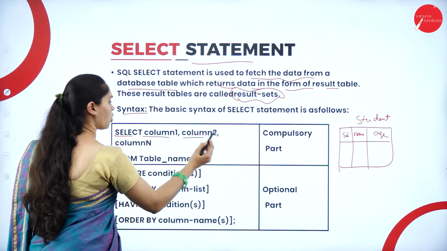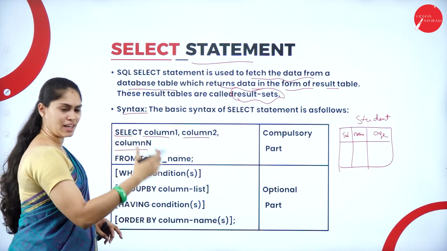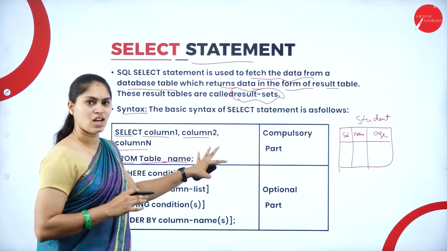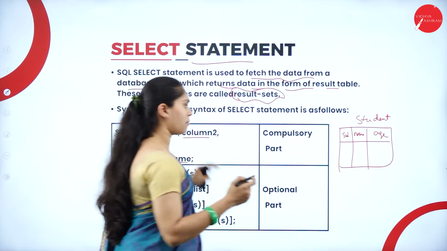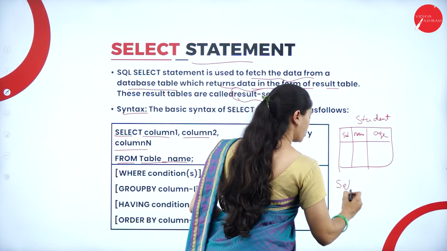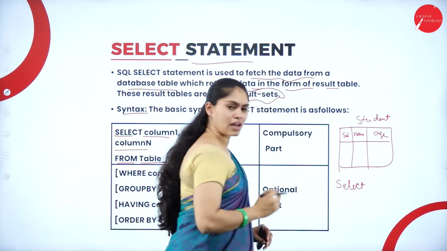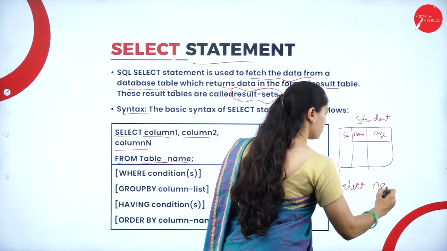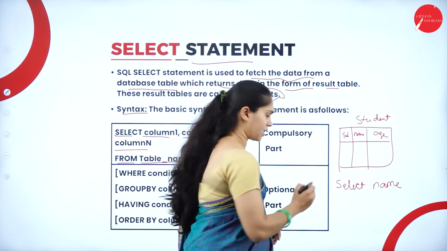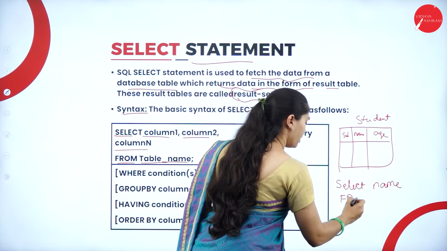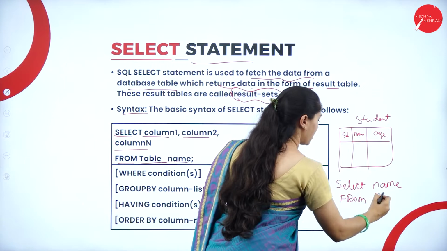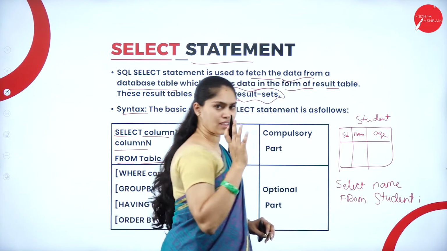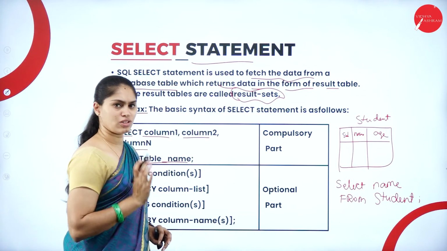Select column 1, column 2. We can select up to n number of columns from table name. This is the compulsory part when it comes to select. For example, imagine I want to select only name. I want to know the name of a student. So, select name, from which table? From the student table. Select name from student. This is one type of statement with respect to select.